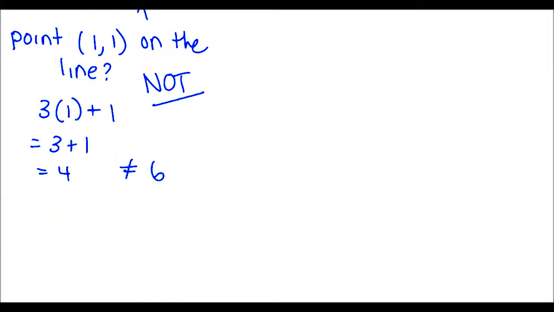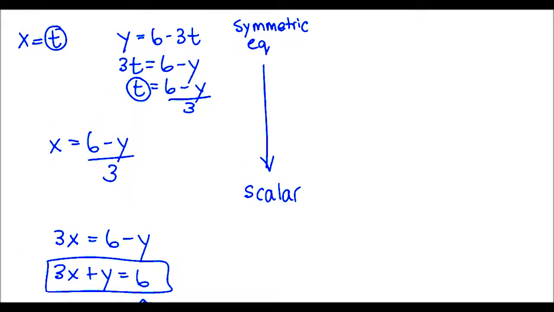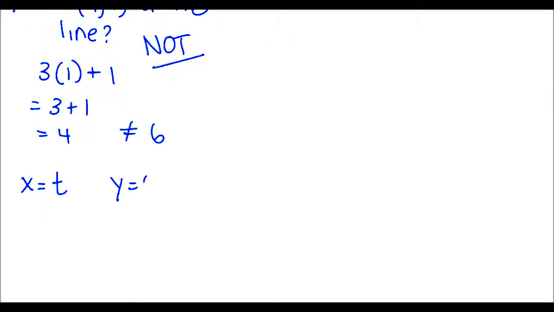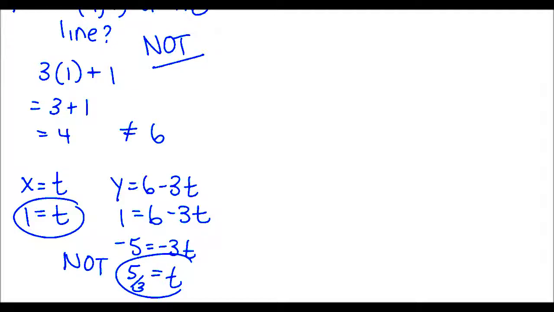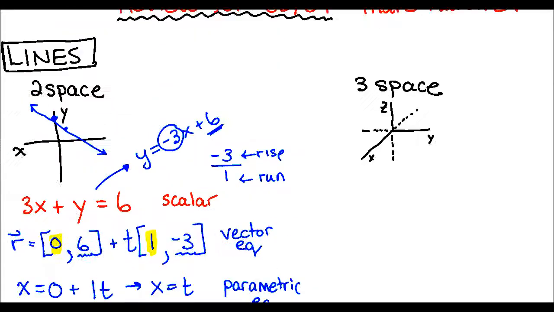If I didn't know my scalar equation and I just knew my parametric equations, for example, x equals t and y equals 6 minus 3t, I would just sub my point 1, 1 in for x and y and see if my t's equaled the same thing. So negative 5 equals negative 3t, so t equals 5 over 3. Not the same. So it's not on the line.